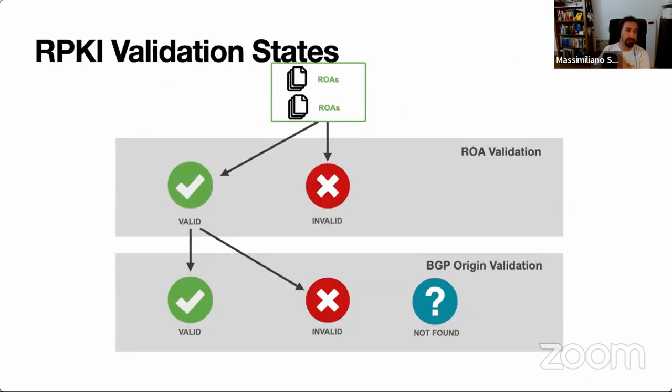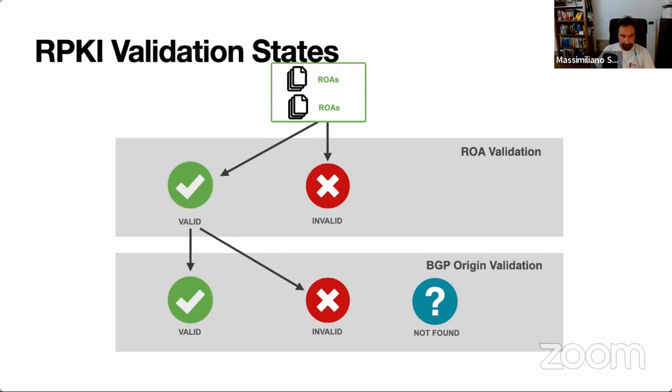Now, I was mentioning we have two parts. One is the ROA validation, where we figure out if the chain of trust is fulfilled or not. And then a ROA can be either valid or invalid. If it is invalid, then it doesn't get put into the validated cache. So we don't have any data about that. But if it's valid, then we pass to the next step, that is the origin validation in BGP.